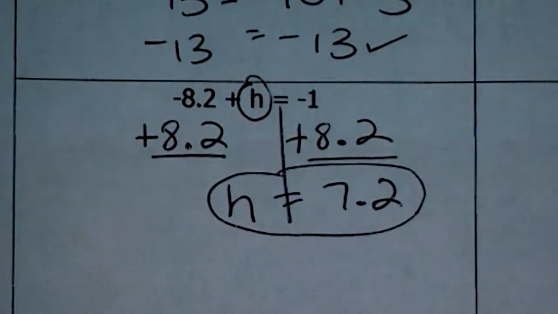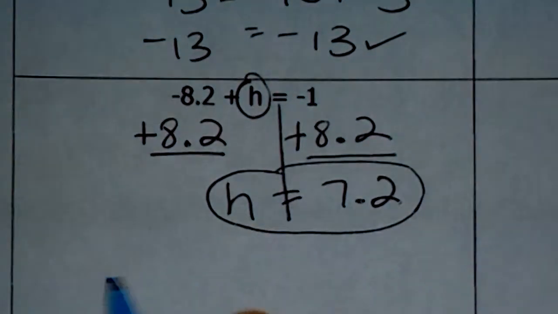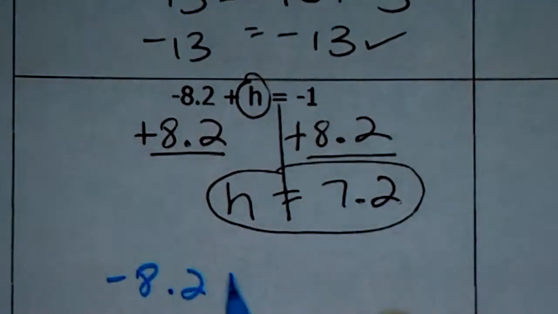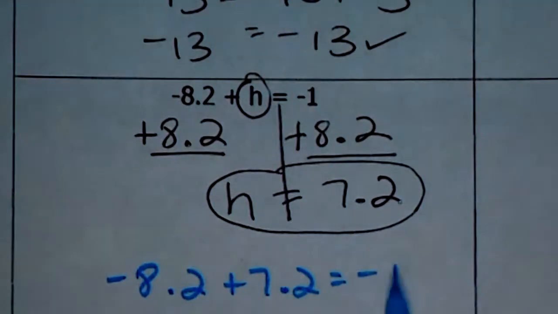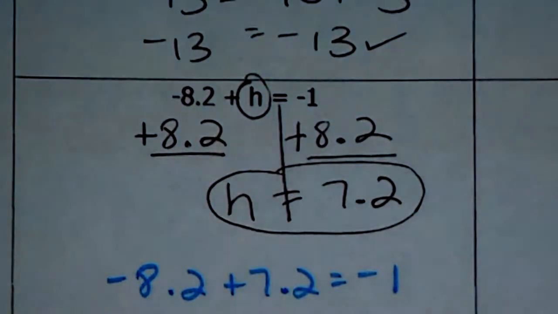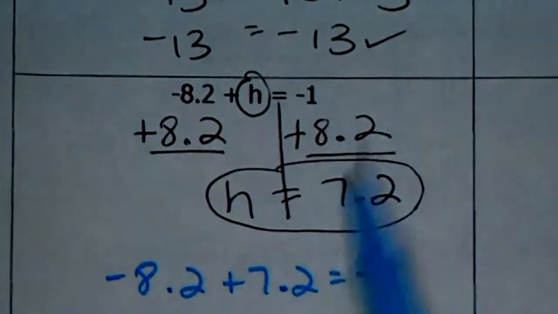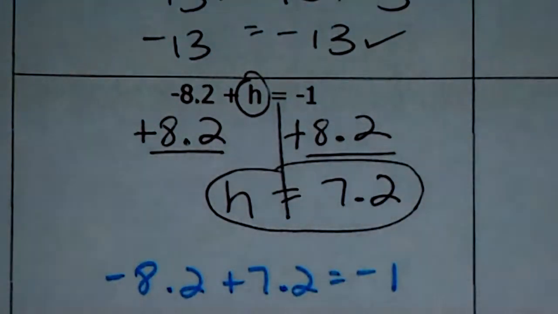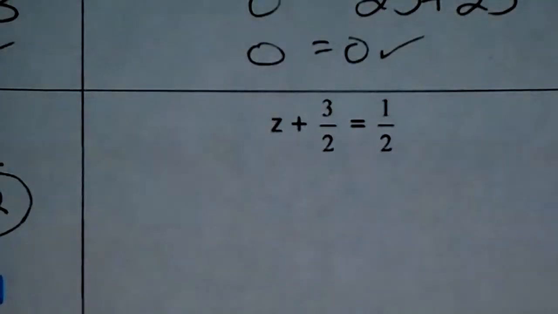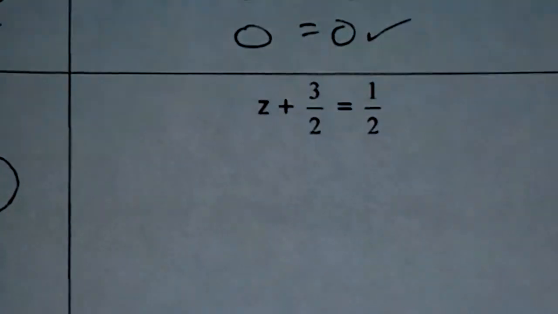You would check this the same exact way. I want to make sure that negative 8.2 plus 7.2 equals negative 1. Does negative 8.2 plus 7.2 give you negative 1? Yeah. And if you didn't know, you could plug that in your calculator and check it out. Or you could write it out the long way and check it out. But negative 1 is what it equals. So that means that H equals 7.2 is correct. All right, last one like this, then we'll get into some word problems, yay.